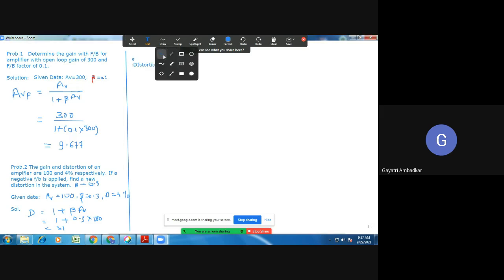How much? 4% of 31 is equal to 0.129%. So such small problems may appear to find beta or to find gain. Okay.